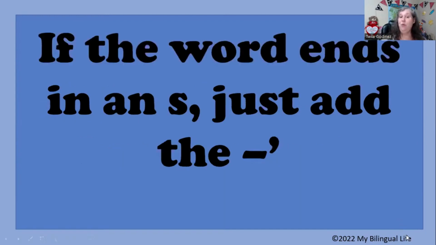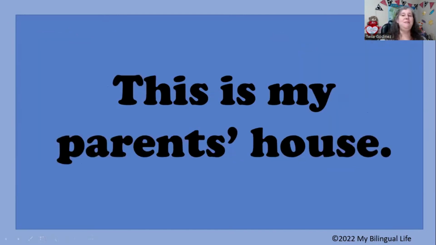Many times, if the word ends in an S, just add the apostrophe. This is my parents' house. So this house belongs to both of my parents.